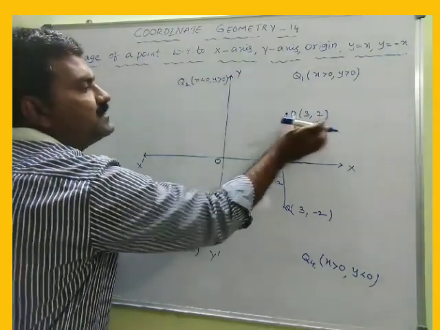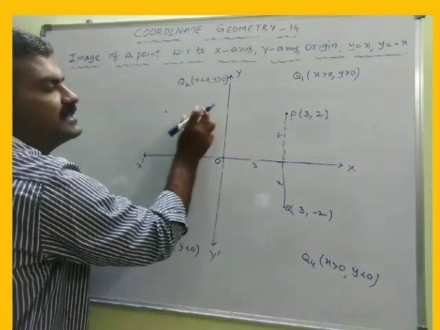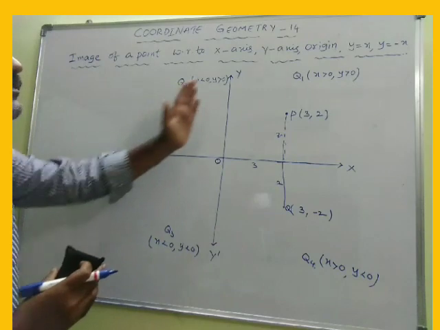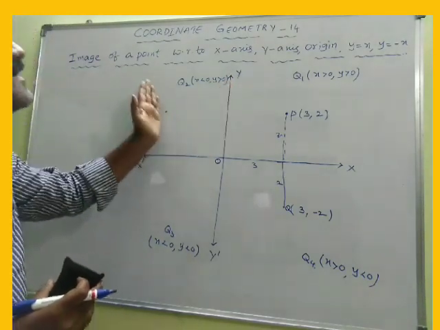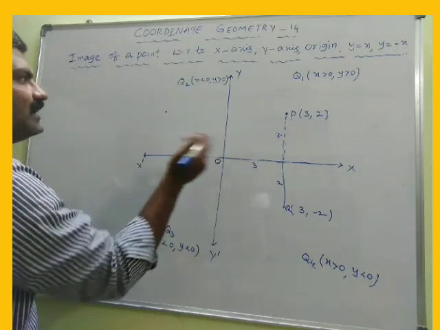Now, its image with respect to the y-axis will be somewhere here. I mean, at the same distance. Whatever distance P is from the y-axis, its image is also at the same distance from the y-axis. Now, what am I telling here?